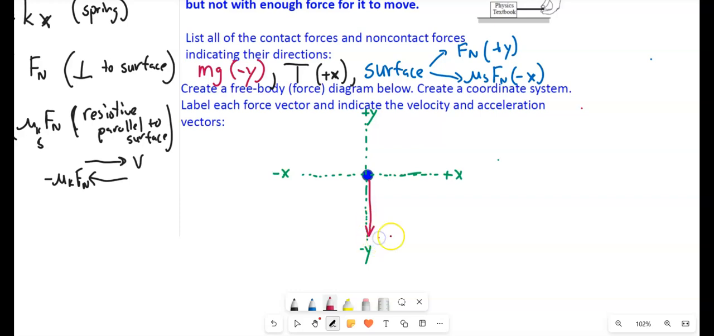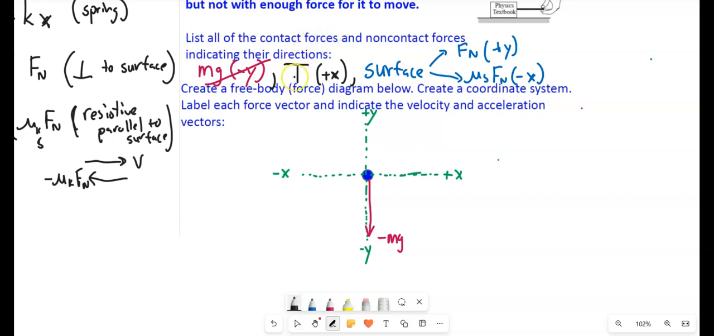So since this vector is pointing down, the tail is attached to the dot and the vector is pointing down. And we're going to label this the mg vector, and I'm also going to label the direction it's pointing. It's pointing in the negative y direction. This is going to be important for later on. So if it's pointing in the negative y direction, label it negative mg. If it was pointing in the positive y direction, I'd call it positive mg. Okay, but it's not.